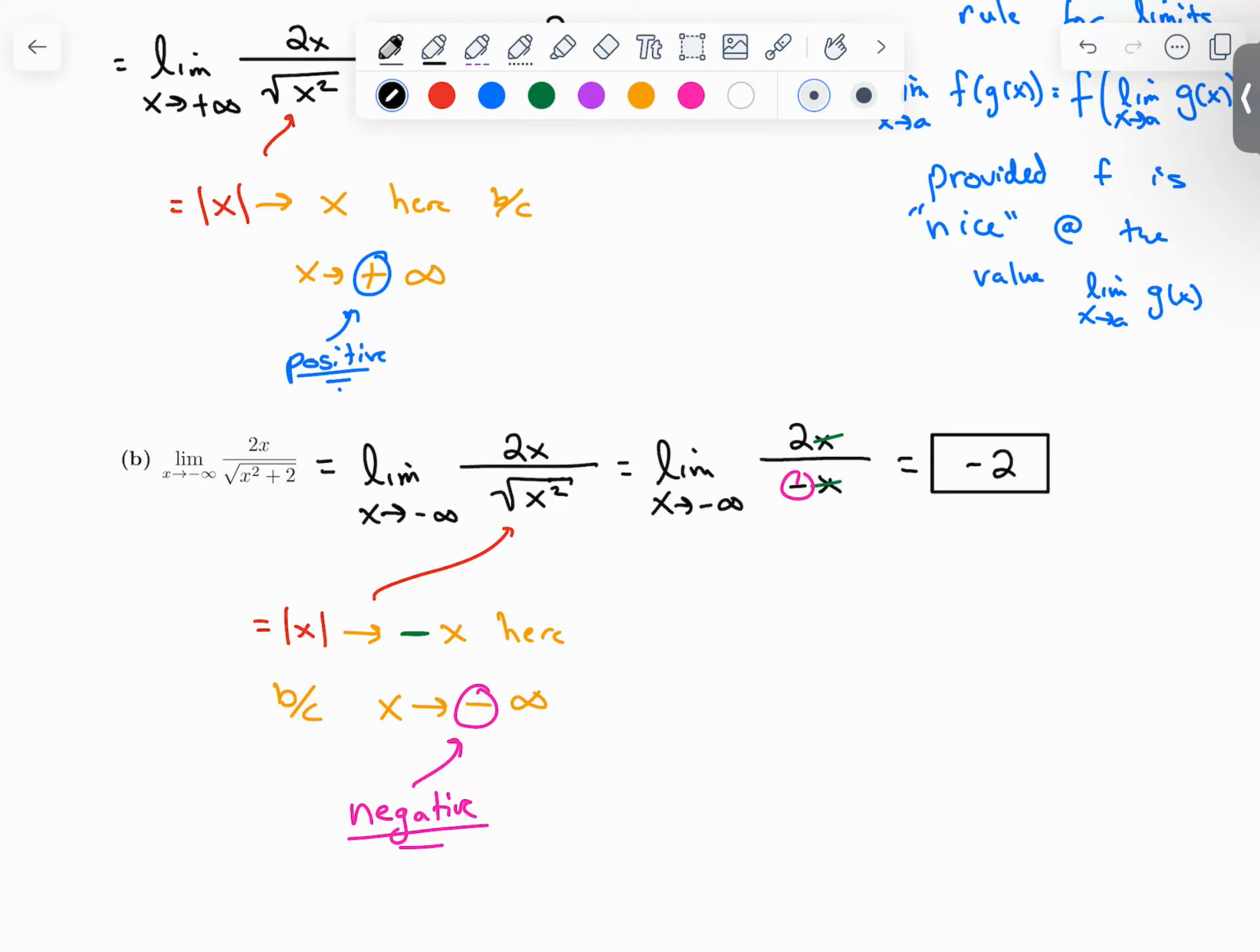Any questions on that? You see the stark difference? Because we were approaching positive infinity, the absolute value stayed positive on the first one. And because we were approaching negative infinity, the absolute value tacked on that extra minus sign because our x values were going to be negative.